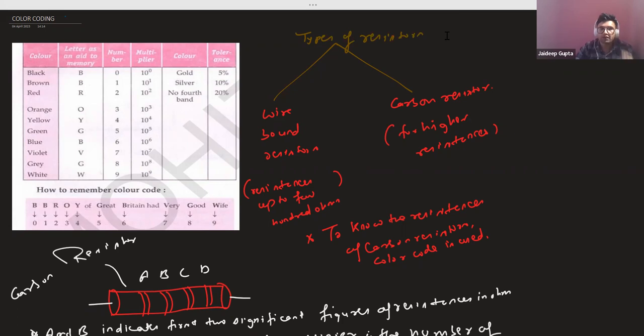In electronic circuits and electrical circuits, there are two types of resistors which are being used. First is wire wound resistors and second is carbon resistors. Wire wound resistors we use up to a few hundred ohms and carbon resistors for higher resistances. So to know the resistance of carbon resistors, we use color code.